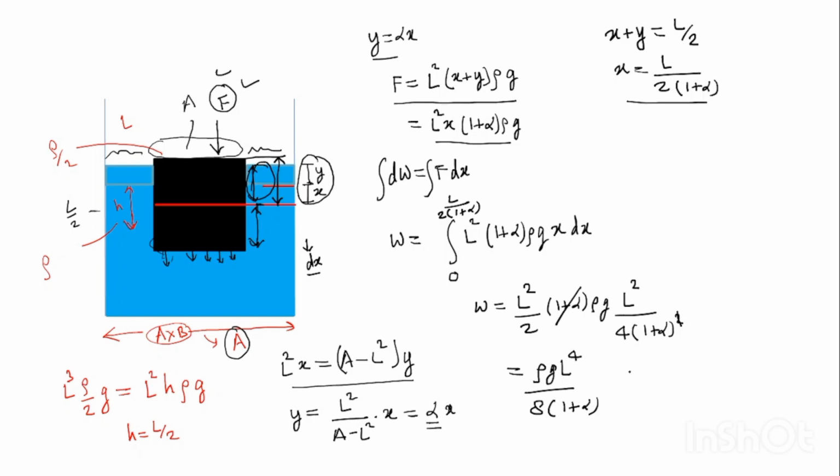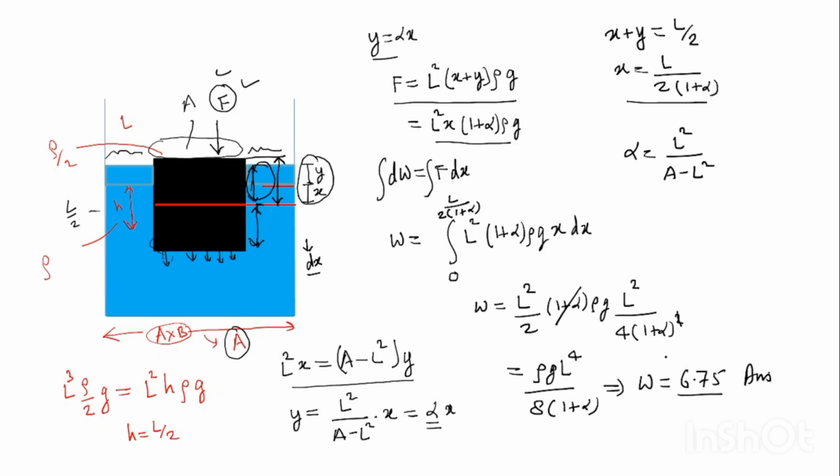So if you put all the values, alpha is what? Alpha is L square upon A minus L square. So all the values are given. You know the L, you know the area of the base, so you know the alpha, and you know the density of water, g and L. So everything if you put, then you get work done is nothing but 6.75, which is the answer of the question.